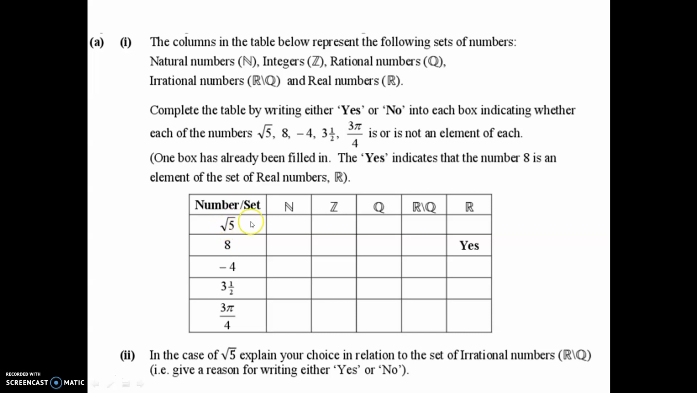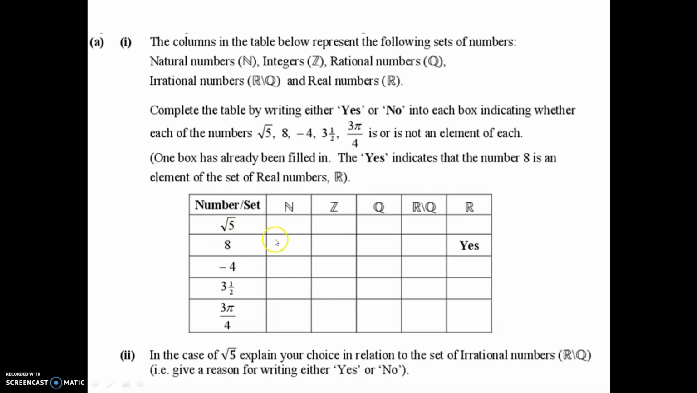I'm just going to run through it really quickly here. So root 5, is that a natural number? No. We've seen already root 5 is a surd. It's going to be an irrational number. So I would say no to natural numbers, no to integers. It's an irrational number, so that means it cannot be written as a fraction. It is not a rational number, so it will be no to this, yes to irrational, and then it would still be yes to real. So all the numbers we look at in our course are real numbers.